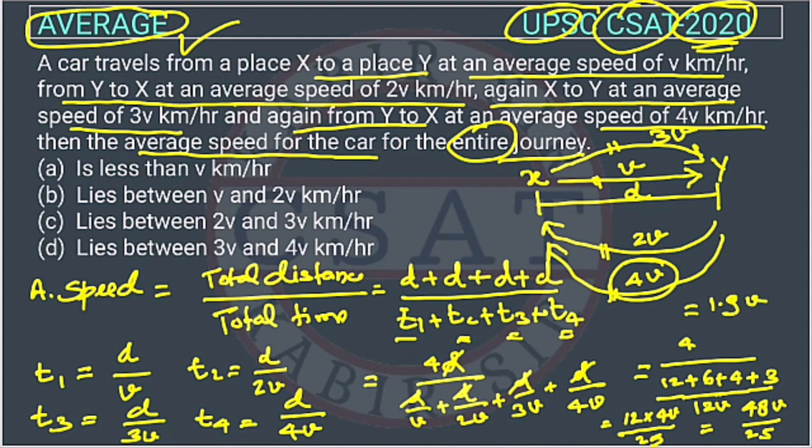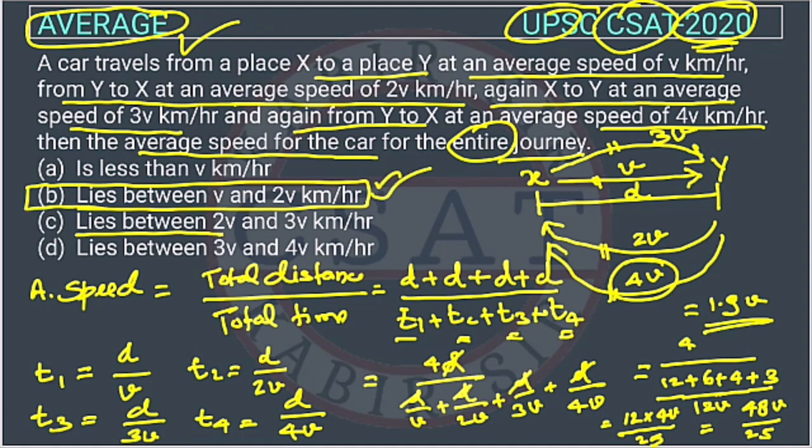So what will be the option? It lies between V and 2V. So option B is the correct answer, because it's less than 2V but greater than V. So this is our average speed. I hope everyone understood this. If you still have some problem, you can contact us.